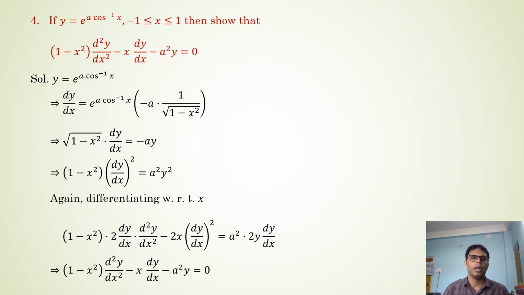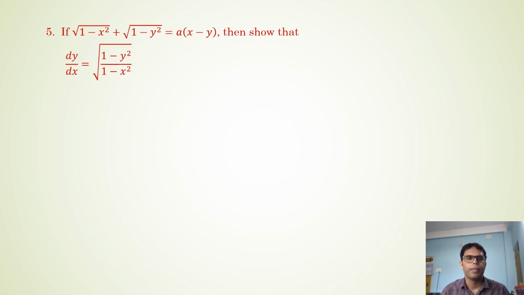Okay, so let me take another question. The question is: root over 1 minus x square plus root over 1 minus y square equals a into x minus y. Then you are to show that dy/dx is equal to root over of (1 minus y square) divided by (1 minus x square). This is a very, very important question for your final exam, and we have solved slightly similar type questions in our previous videos. You see those videos, and here you have to prove this one.